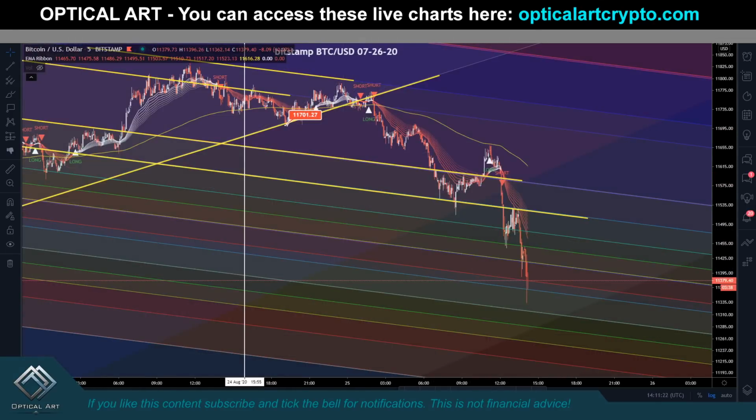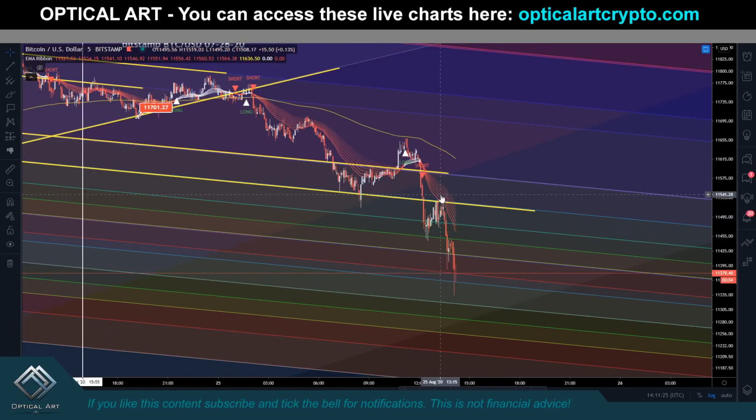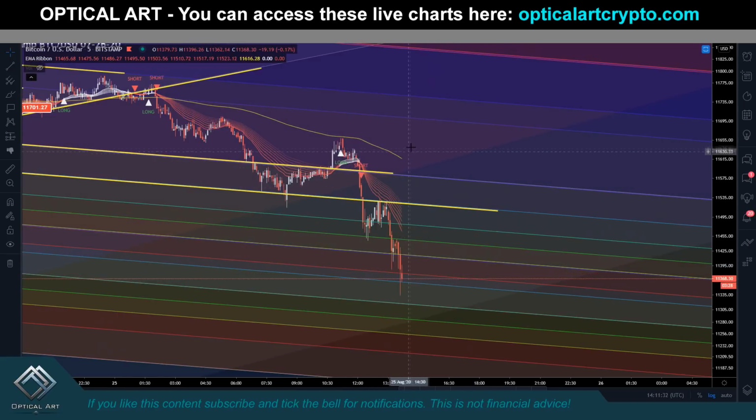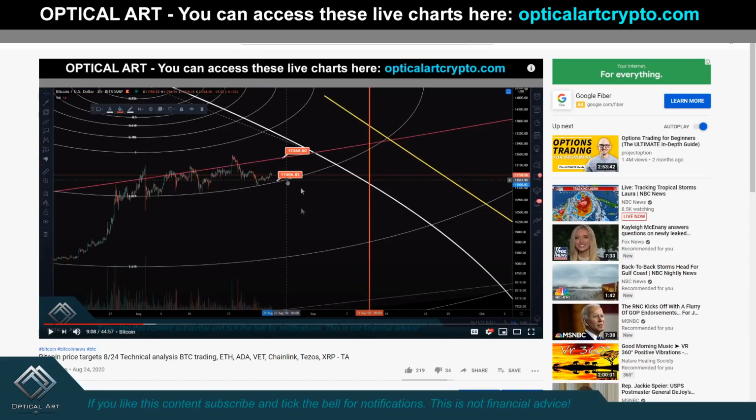Let's see. So again, these are your support and resistance levels. You can tell, came up as resistance. We came down here as support, resistance. Found perfect support here. So it looks like we are coming down.